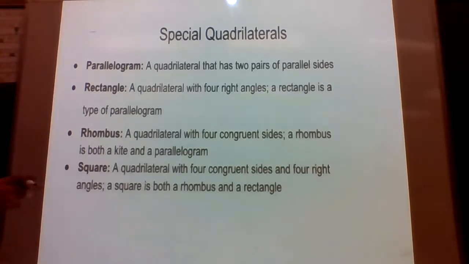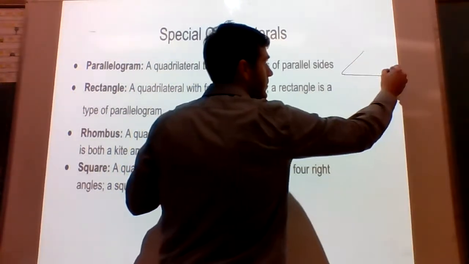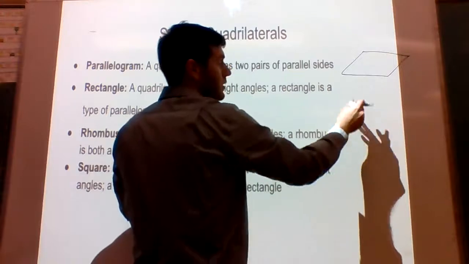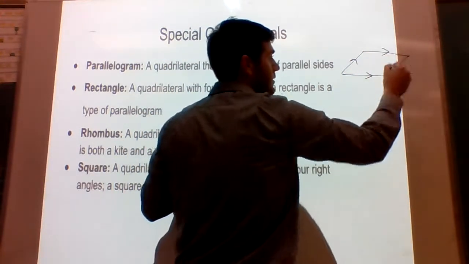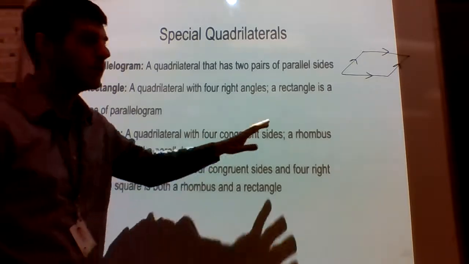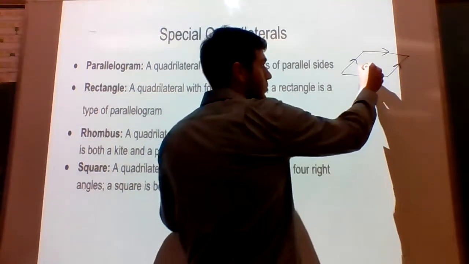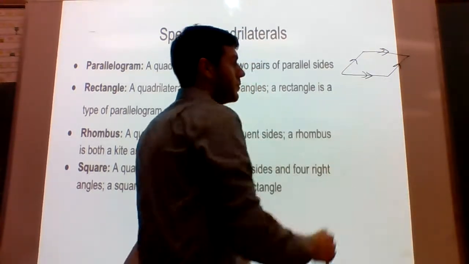So a parallelogram is a quadrilateral that has two pairs of parallel sides. It's typically drawn like this. The arrows represent parallel sides. So it's defined by its parallel sides. We're defining a parallelogram as a quadrilateral that has two pairs of parallel sides. So four sides and two pairs of parallel sides. The opposite sides are parallel.